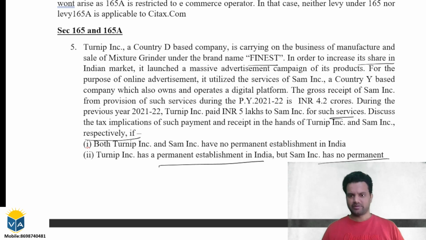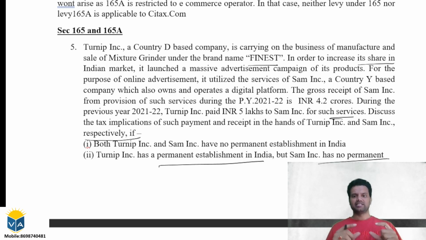Now we will see question number 5. Question number 5 is actually a revision of section 165, section 165A, and all the concepts in equalization levy. On the day before the exam, I suggest you solve this question to cover the entire chapter. This is covered under MTP November 2022. So there are two companies, both are non-residents, both belong to different countries, and they are providing services to each other. Then the question asks that if this particular company has a permanent establishment in India, what would be your answer? And if this other company has a permanent establishment in India, what would be your answer?